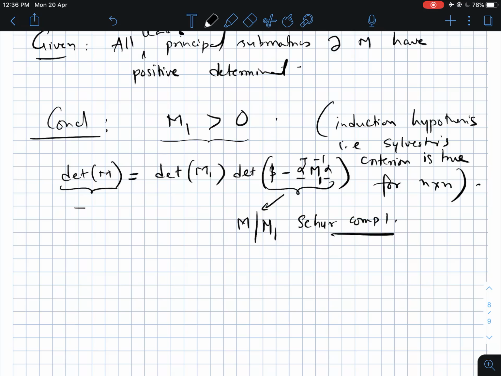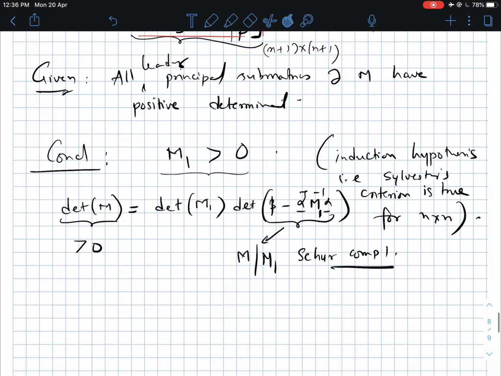Now this is known to be positive, that's the piece of information that's given to us. From the conclusion over here, you know that M1 is also positive. That naturally implies that this is also positive. Now remember, this is just a scalar, just 1 cross 1. Beta minus alpha transpose M1 inverse alpha is 1 cross 1 because beta is 1 cross 1.